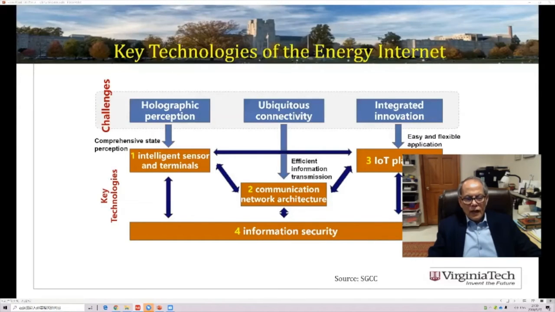So to connect all of these blue boxes, I must have, number 1, intelligent sensor and terminals. Number 2, communication network and architecture. Number 3, IoT platform. And number 4, information security. Okay, again, this came from State Grid because they are planning to implement energy internet going forward.